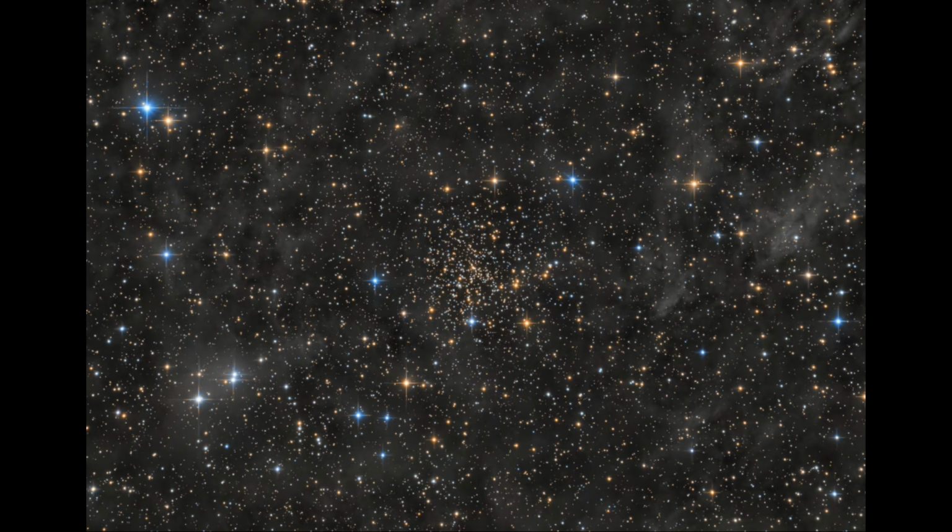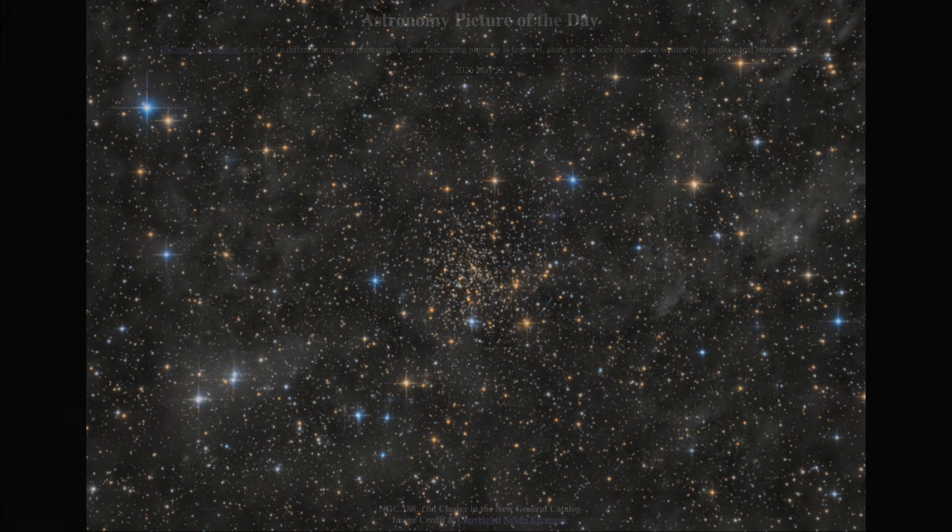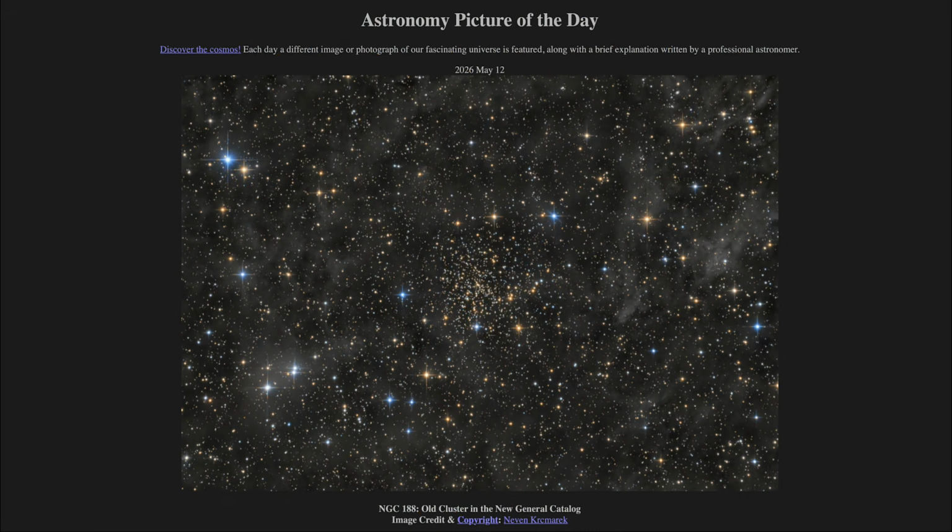They generally do not have enough mass within them to hold them together, to remain gravitationally bound. And that means they slowly spread out over time, dispersing their stars among the general stars within a galaxy. But in this case, there is enough mass to continue holding on to this one, and it continues to remain as an open star cluster even after billions of years, long after most of the open star clusters we know will have completely dispersed. So that was our picture of the day, titled NGC 188, Old Cluster in the New General Catalog.